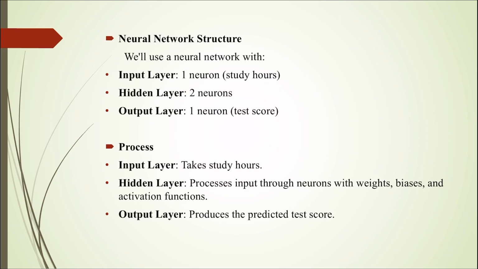So the neural network structure that we are considering here involves 3 layers: input layer, hidden layer, and output layer. The input layer uses one neuron, which is basically just the input, that is the study hours, the variable x. The hidden layer has two neurons, and the actual process of the neural network learning happens in this hidden layer. We'll talk about these two neurons later.